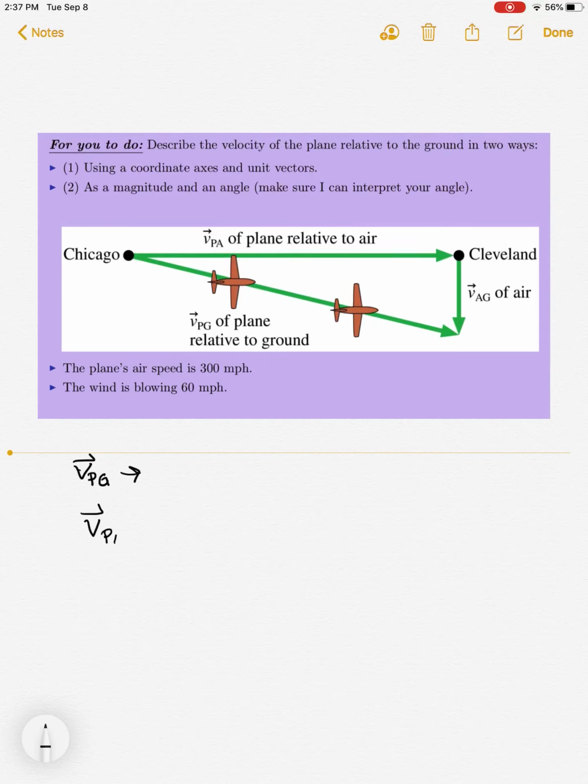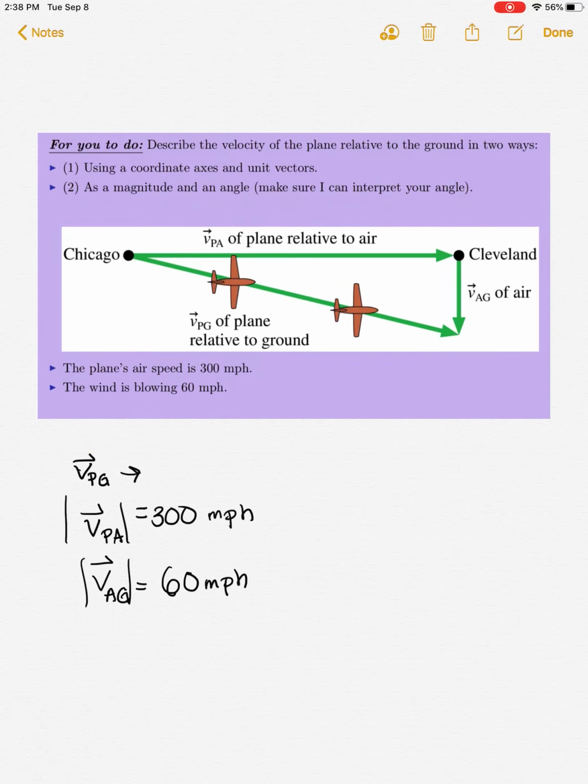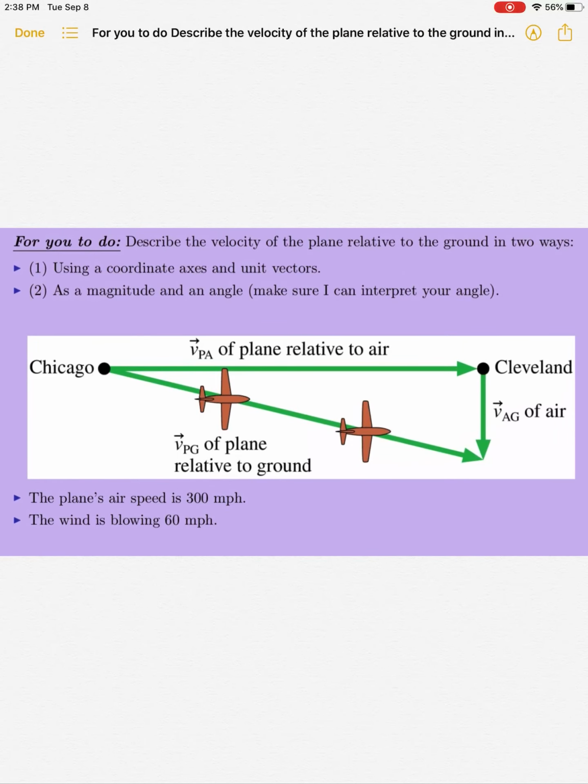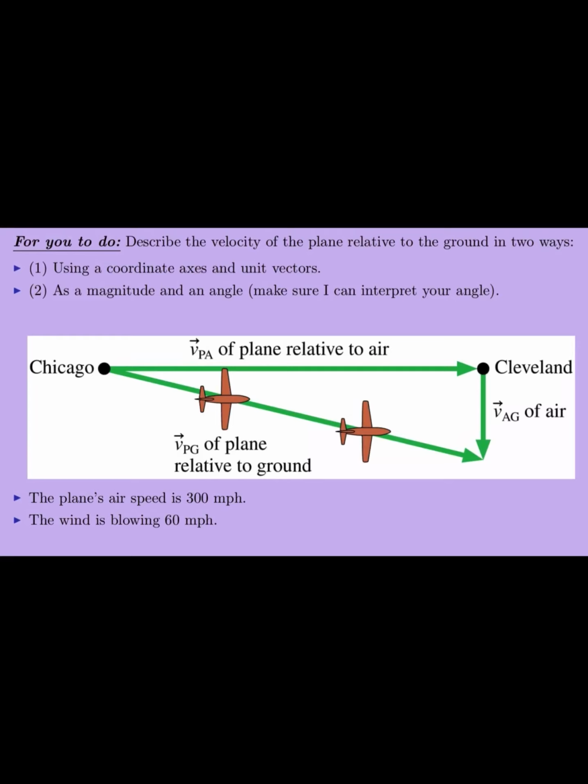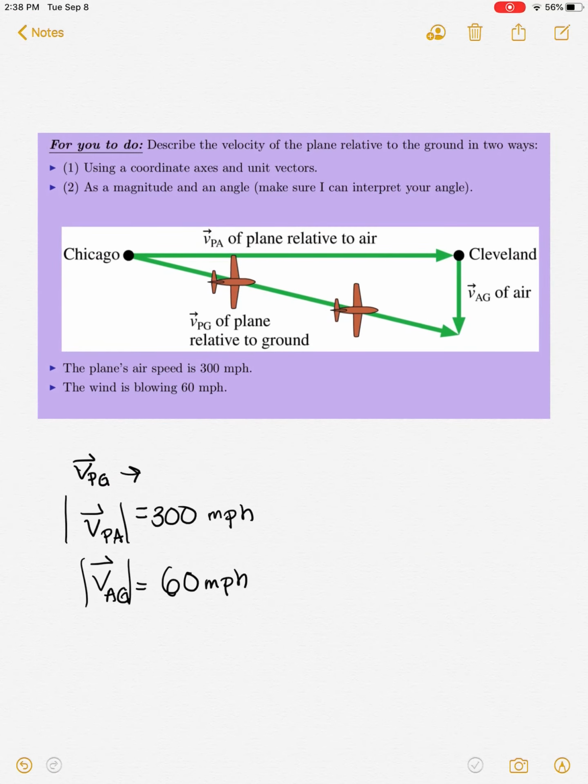We know that V plane with respect to air, so we see that the plane's airspeed is 300 miles per hour. And we see that the wind blowing, VAG, is going to be 60 miles per hour. So these are just the overall magnitudes, because here when we look at the actual diagram, VPA is moving to the east and then the air is moving down towards the ground.